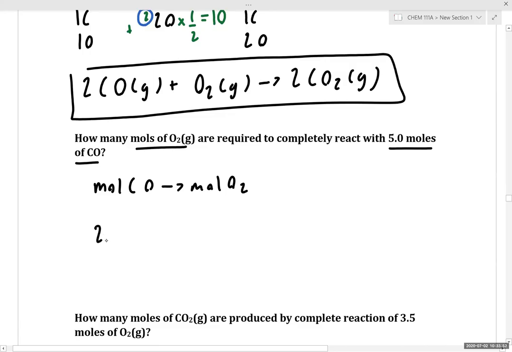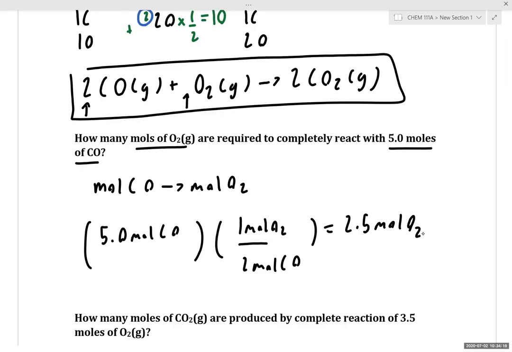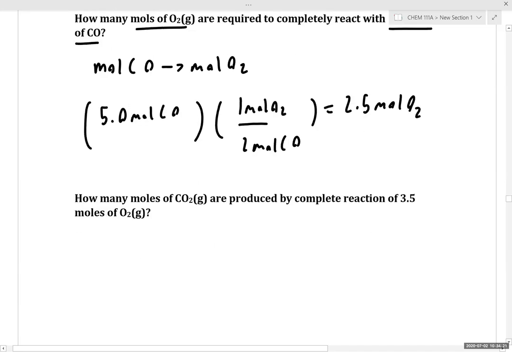of carbon monoxide? Okay, so we're going from moles of carbon monoxide to moles of oxygen. So we have 5.0 moles of carbon monoxide, and reading off from our coefficients, we have 1 mole of oxygen per 2 moles of carbon monoxide, which gives us 2.5 moles of oxygen. We've done this conversion before in an earlier example.